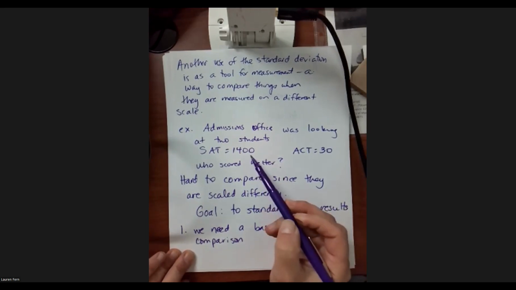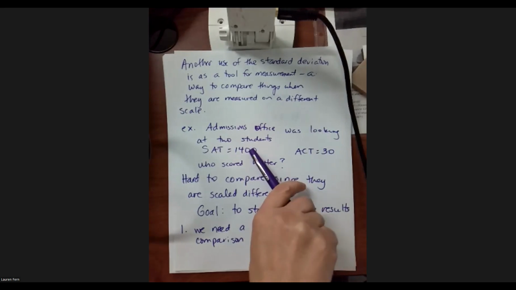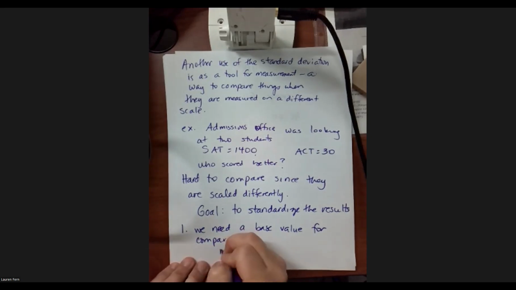Okay, in other words, this person got 1400 on the SAT. Well, what if most people who took the SAT got above 1300? Is that spectacular? No. On the other hand, what if most people who took that version of the SAT got a total of 900? You know, then this person did really well. So we need something to compare it to. Does that make sense? Okay. And that value that is used is the mean.